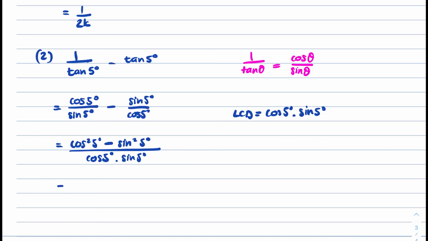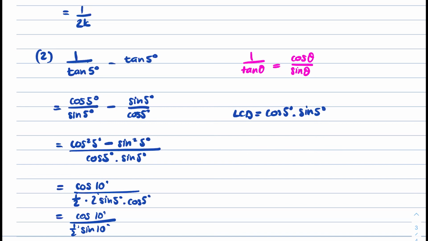Well, in our numerator, we can see that's our cos double angle. So this becomes the cos of 10 degrees. But in our denominator, we don't quite have our sine double angle, but we're close. Because if we take a half times 2 sine 5 cos 5 degrees, now we realize that our denominator can also be written as a half of the sine of 10 degrees.